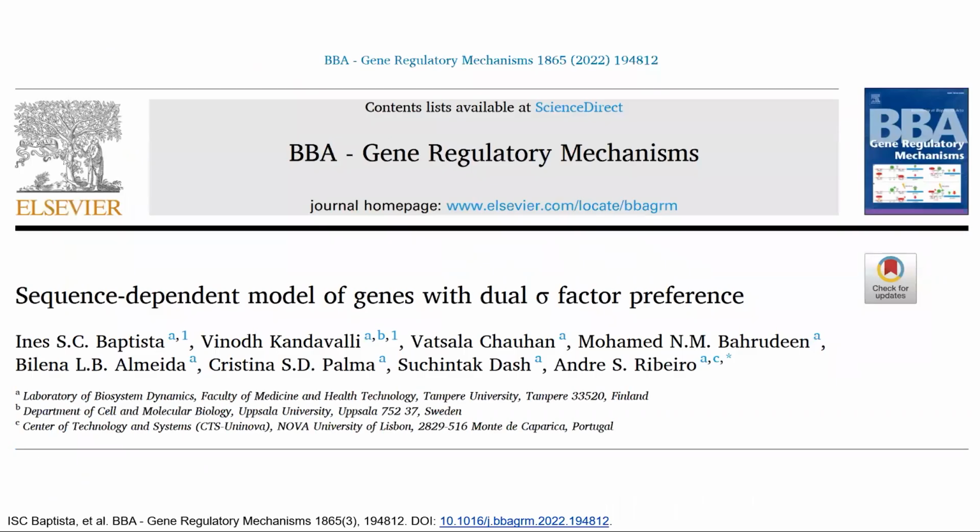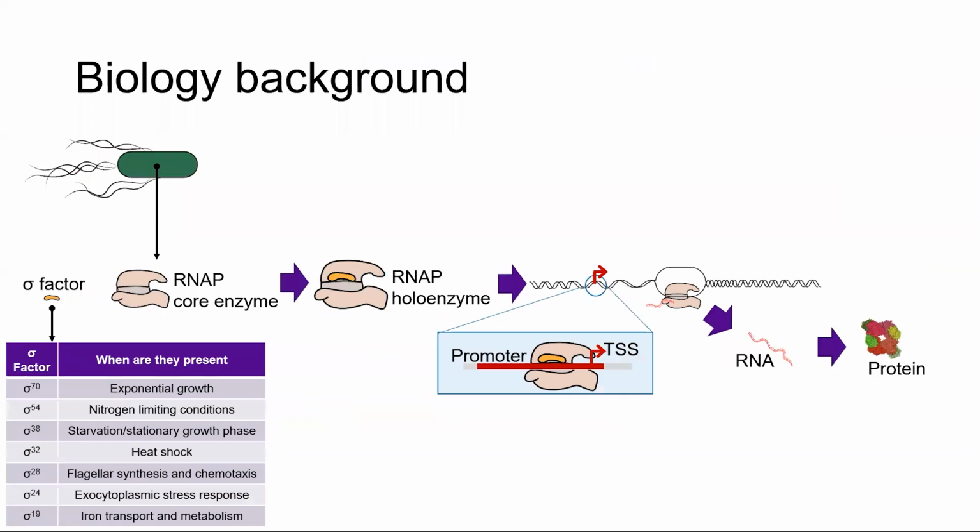In this video, I'll be talking about a study we did about the sequence and dynamics of E. coli genes with dual sigma factor preference that was published in 2022 in the BBA Gene Regulatory Mechanisms journal.